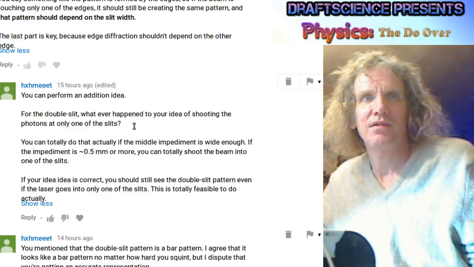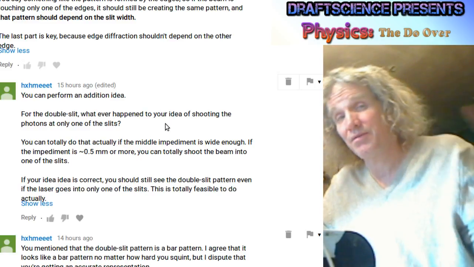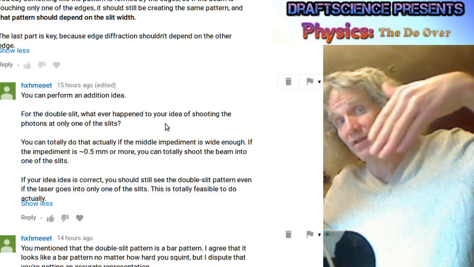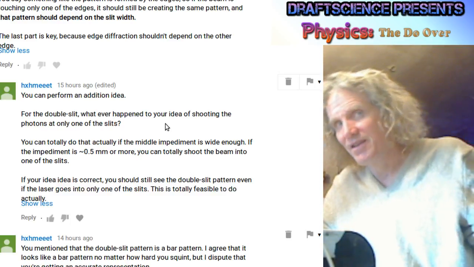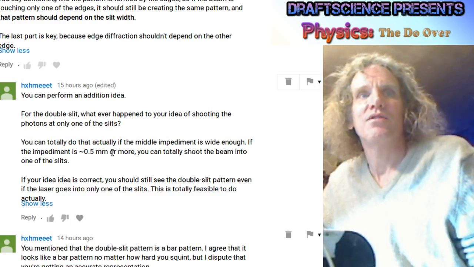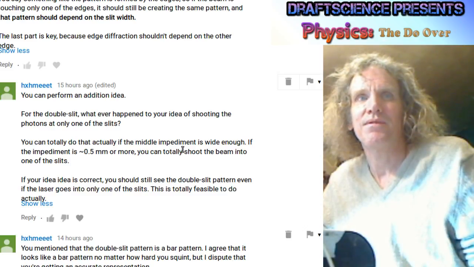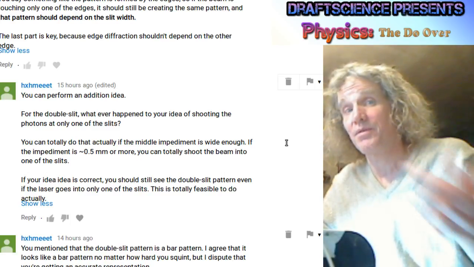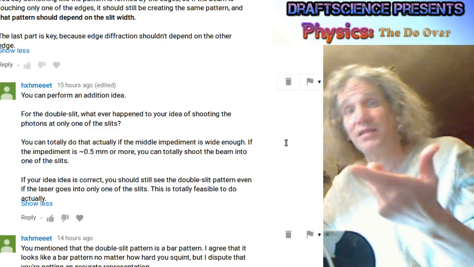You can perform an additional idea. For the double slit, whatever happened to your idea of shooting the photons at only one of the slits? Well, again, I don't think it's practical, because how do you block them but putting another surface into the experiment? You can totally do that, actually, if the middle impediment is wide enough. Well, I know, but the problem is if the middle impediment is wide, then you get less pattern.